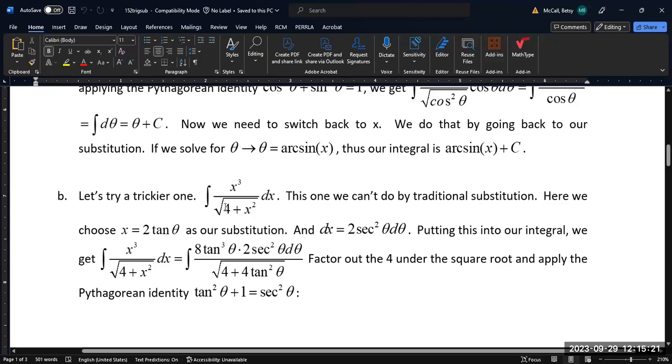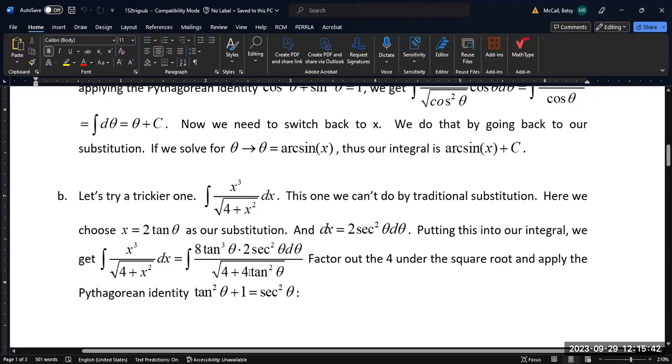So our a squared is 4. That means a is 2. And our function again is x. And so we're going to let x be equal to 2 tangent theta. The derivative of that is 2 secant squared theta. That's for replacing this dx.